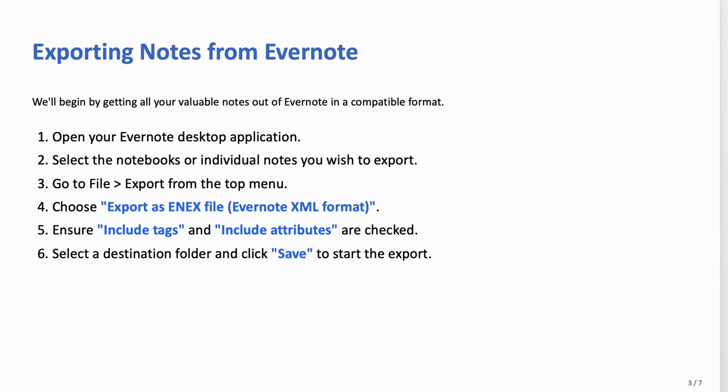Then, guys, go to File and Export from the top menu. After that, choose Export as ENEX files and ensure that include tags and include attributes are checked. Then select the destination folder and click Save to start the export.